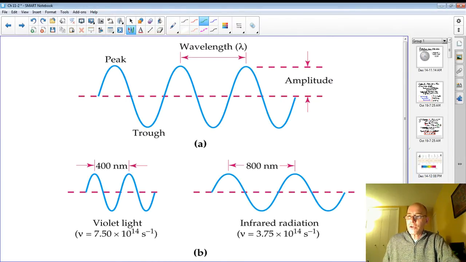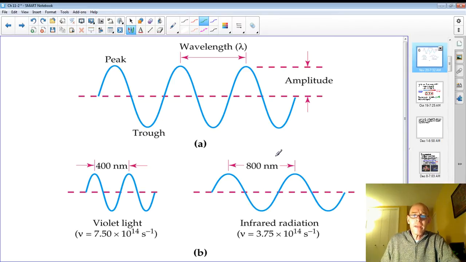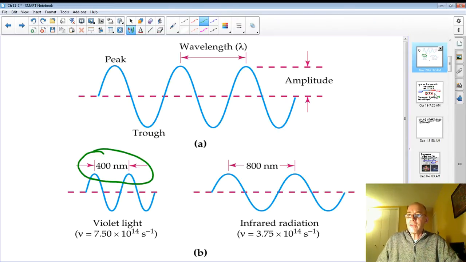So here again are our two waves. Now imagine they are going the same rate, same velocity, which is that constant c, 3 times 10 to the 8th meters per second. If they are going the same speed, which would have the higher frequency? In other words, which would have more waves per second going by a stationary point? And the answer, of course, is the shorter wavelength. So we have the beginnings of an inverse relationship here. The shorter the wavelength, the higher the frequency, and vice versa.